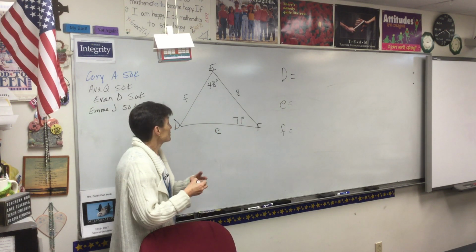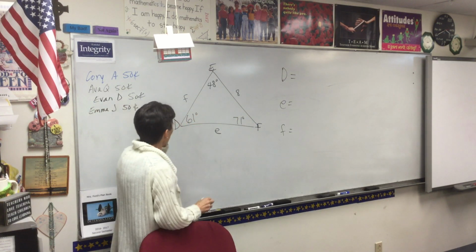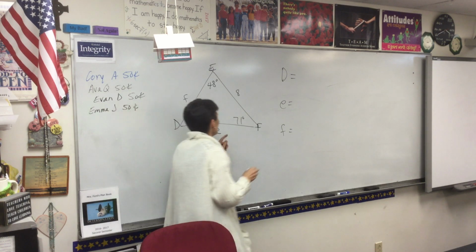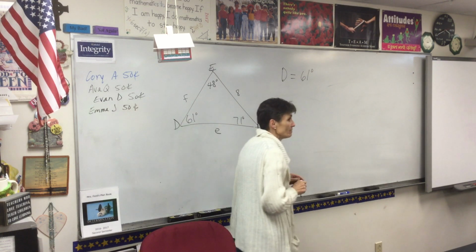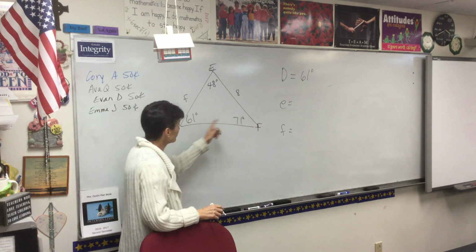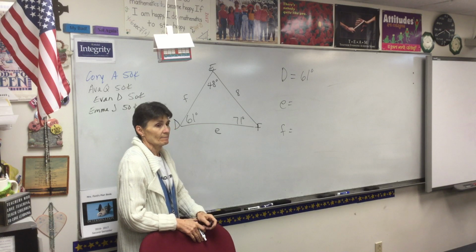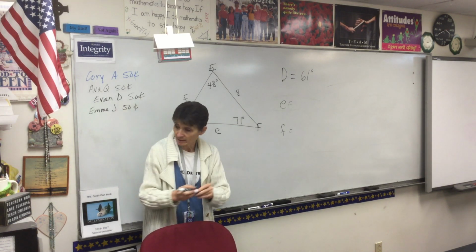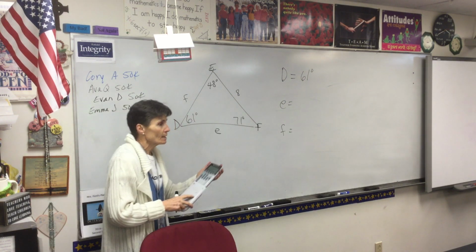D is 61. Some of you have already figured out D is 61. Now, I didn't check that arithmetic, is that right? Yes. Okay. We knew that had to be 61 because the angles of a triangle add up to 180. So if you know two of them, you're automatically going to know the third one, right?